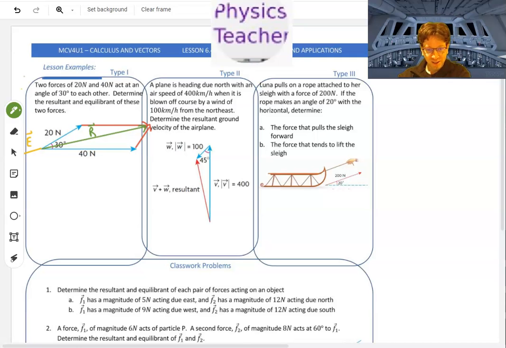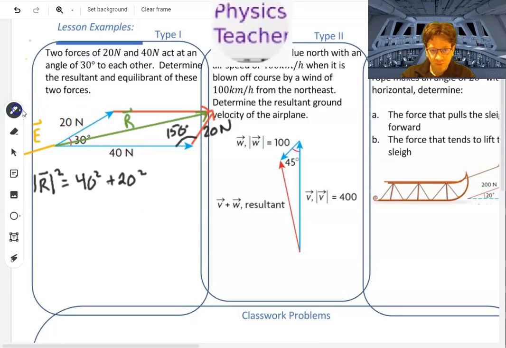Because this is a nice parallelogram, I can tell you that this angle over here is 180 degrees minus 30, which gives us 150 degrees. This vector over here is an equal vector to this one. It looks slightly different, but it's supposed to be. We can use our cosine law to find the magnitude of R. So the magnitude of R squared will be equal to 40 squared plus 20 squared. Just going to zoom in, it's easier to write when I zoom in. Minus 2 times 40 times 20, times the cos of 150.